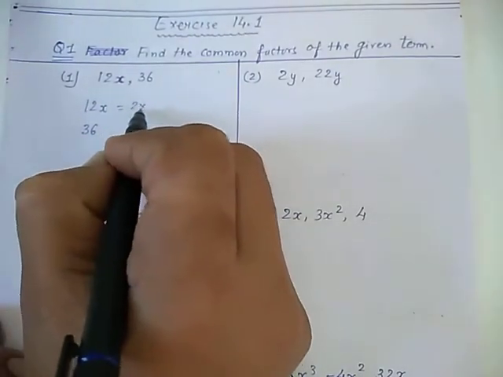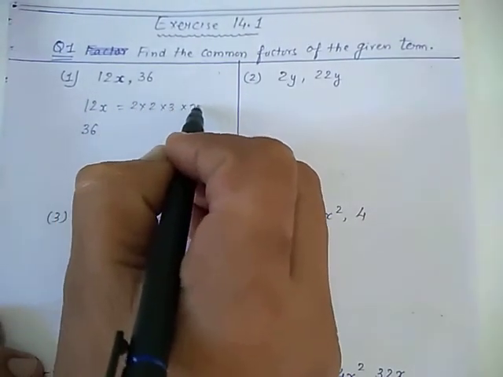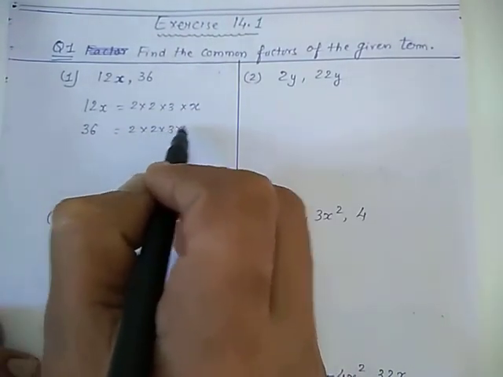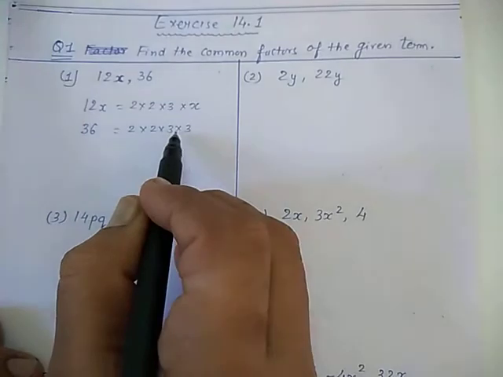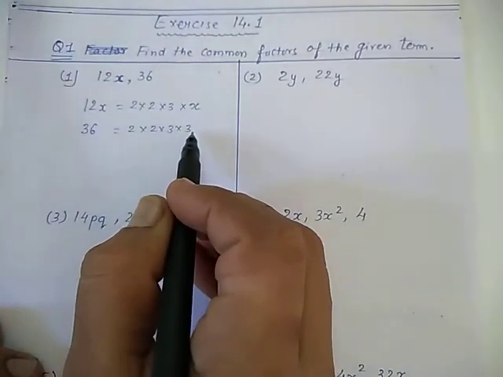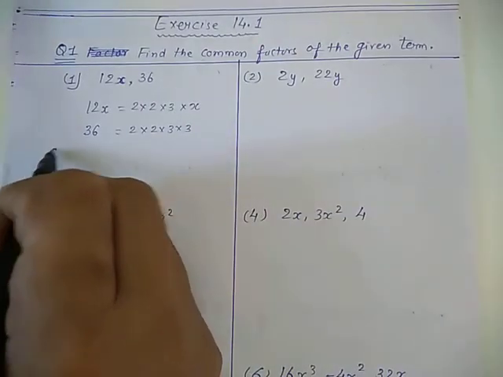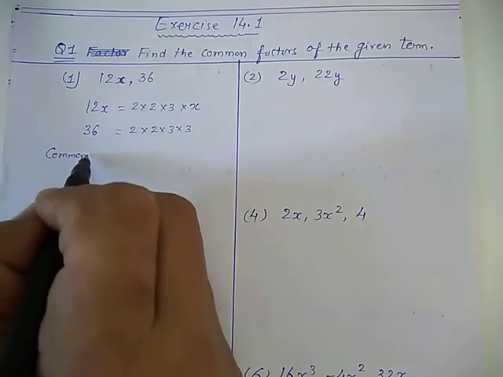So, 2 2s are 4, 3 4s are 12, into x. Similarly over here, 2 2s are 4, into 3 into 3, means 2 2s are 4, 3 4s are 12, 3 12s are 36. Now these are the prime factors. Now we want to find the common factor.